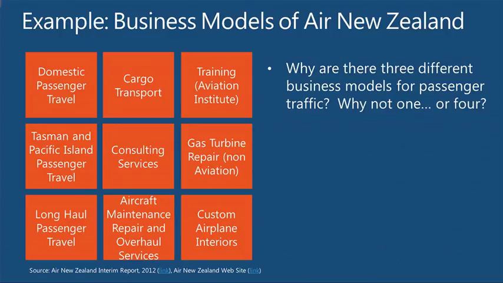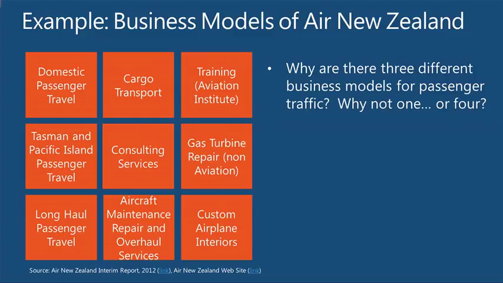Each one of those businesses is unique and distinct. I'm going to ask you a few questions about this analysis. Why are there 3 different models for passenger traffic, and why not 1 or 4? Can anybody give me a reason why you might think that those are 3 different business models? Competition. Competition is different in those 3 areas, isn't it? Very good. Anybody else? That's right. So the resources are different, the processes are different.